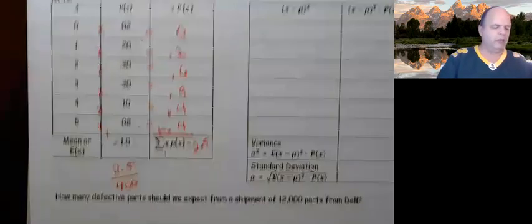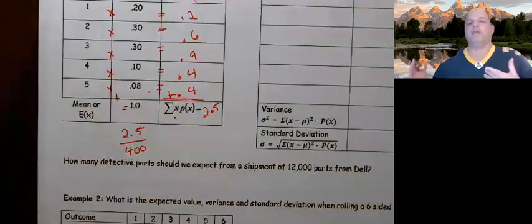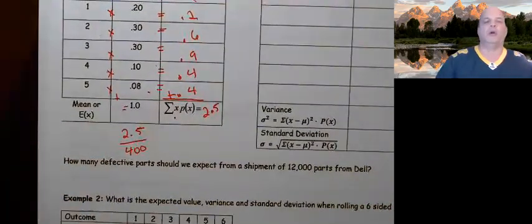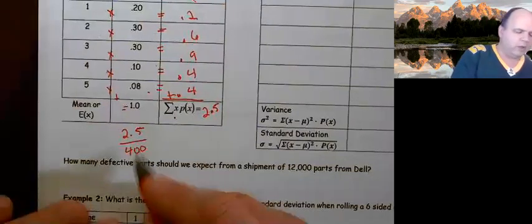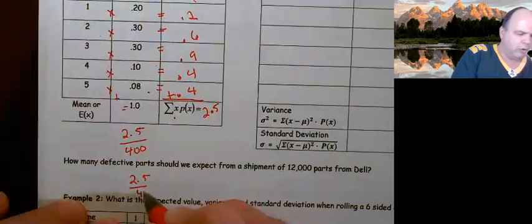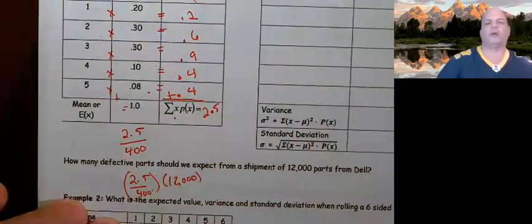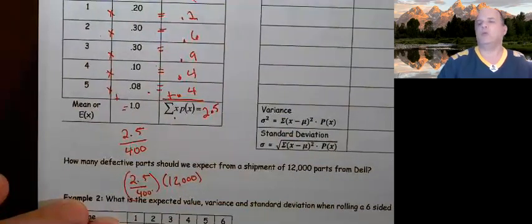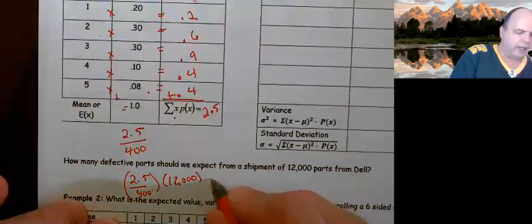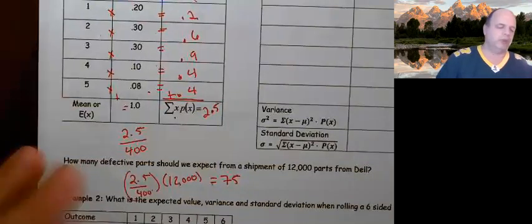So let's go ahead and answer this next question. How many defective parts would we expect from a shipment of 12,000? Well, in that case, we expect this many, but we're ordering 12,000. So I'm just going to multiply it by the number that we order. All right, and when we do that, I end up finding out that I expect to have 75 defective parts. So that's the answer to that.